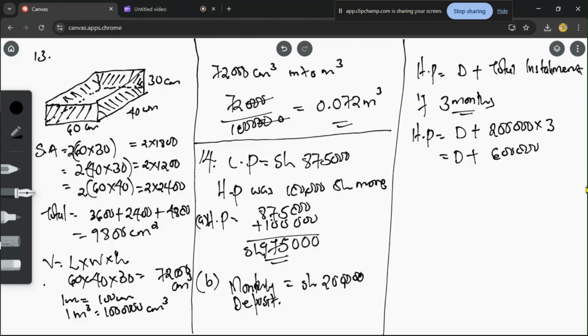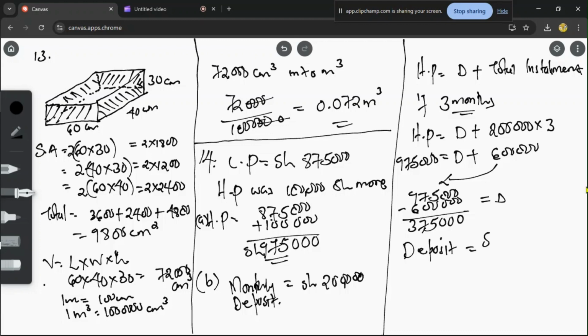So the hire purchase is equal to that. But I have the hire purchase here, which is 975,000. So if I want to get the deposit, I take this one to the other side, and if it was positive, it will become subtraction. So my deposit will be 975,000 minus 600,000. If I subtract, it will be 0, 0, 0, 5, 7, then you have 3. So this is the deposit.